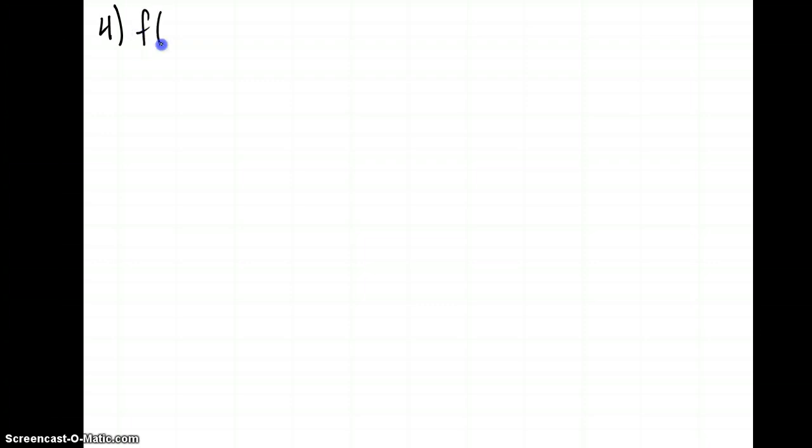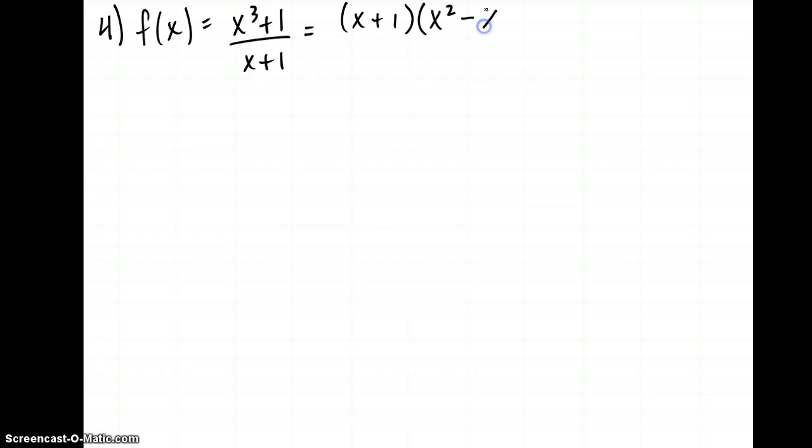Alright. f of x equals x cubed plus 1 all over x plus 1. Okay, so we're simplifying first. The numerator is the perfect cube. Square the first, change the operation, so minus the product of the two terms plus the second term.